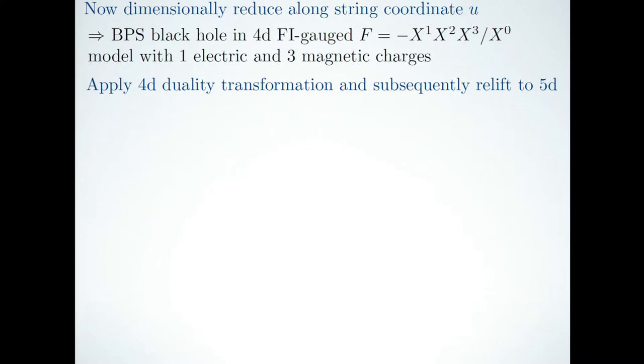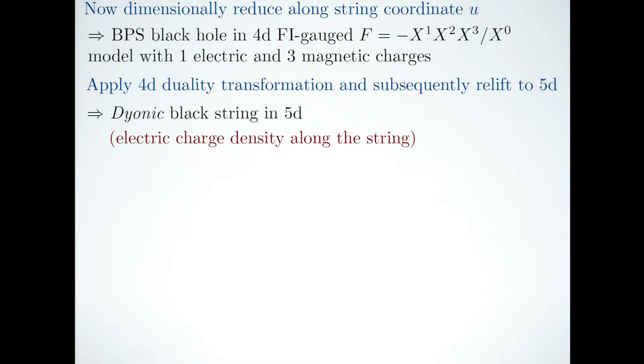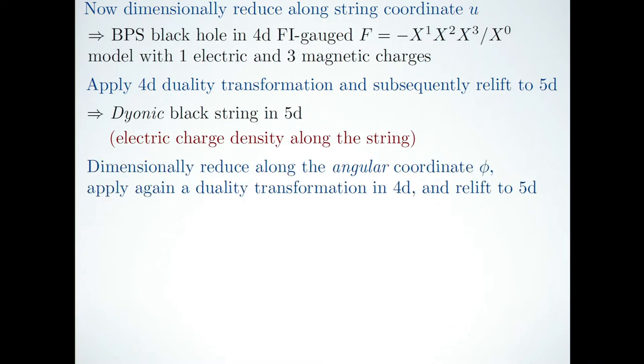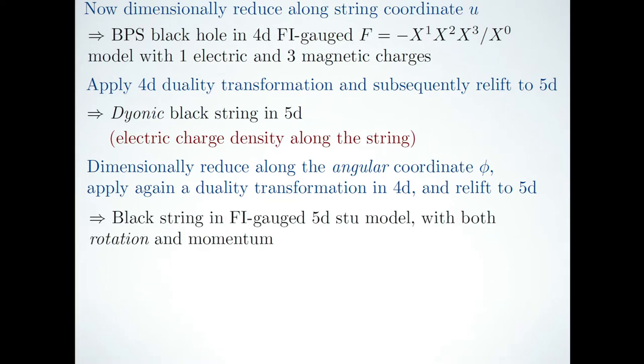And then after that, you can relift the solution to five dimensions. And what you get is then a dyonic black string in five dimensions. And with dyonic, I mean you just have an electric charge density along the string. And now you continue and you dimensionally reduce along the angular coordinate, not along the string coordinate, but along this phi, and apply again a duality transformation in four dimensions and then relift to five dimensions. And then you get in five dimensions a black string that has both rotation and momentum.